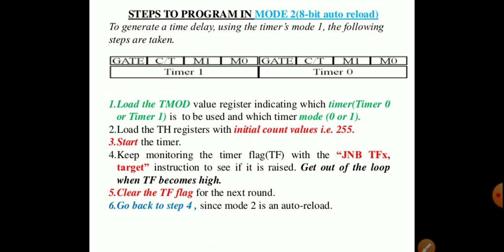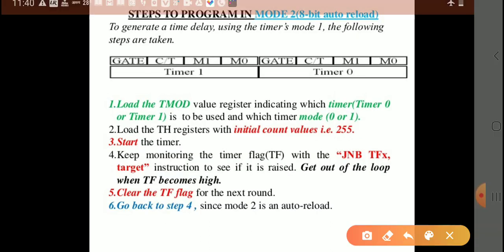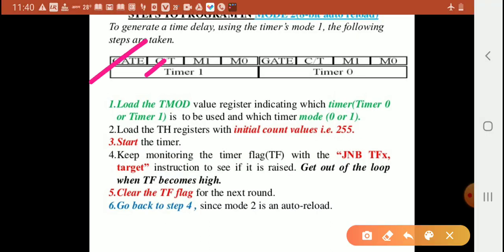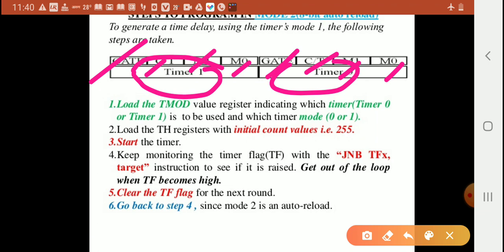Steps to program in mode 2, 8-bit auto reload. To generate a time delay using timer mode 2, the following steps are taken. First of all, gate, C over T, M1, M0, gate, C over T, M1 and M0, for timer 1 and timer 0. So to start programming, load the TMOD register value indicating timer 0 or timer 1, used with timer mode 2.